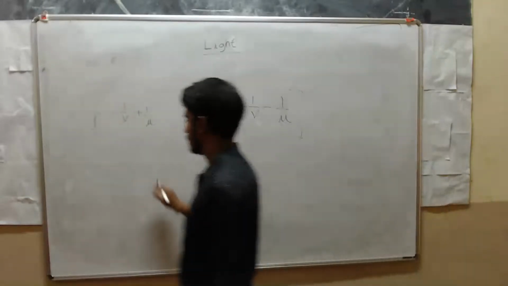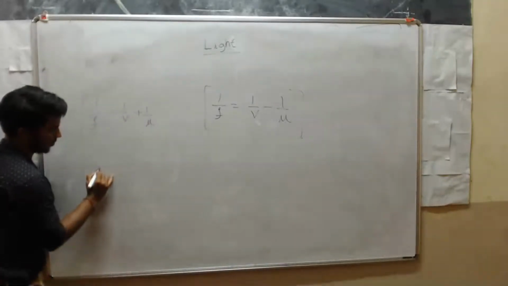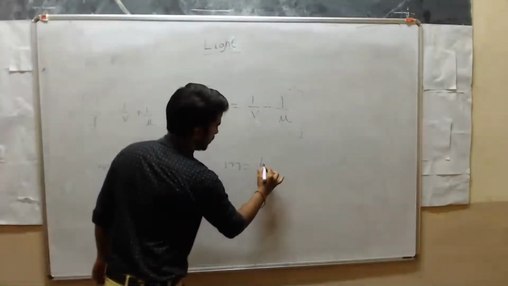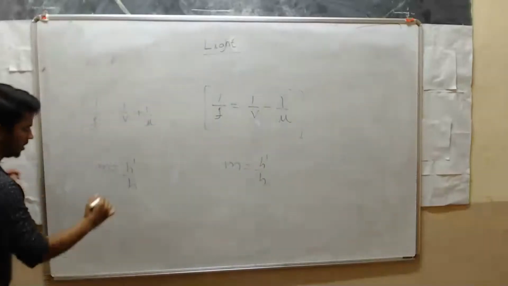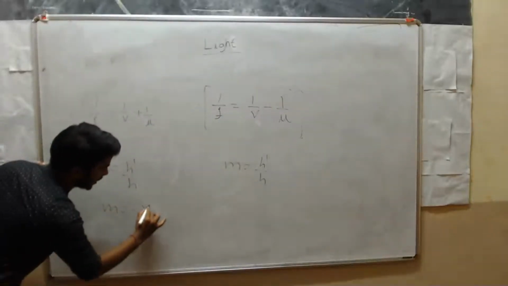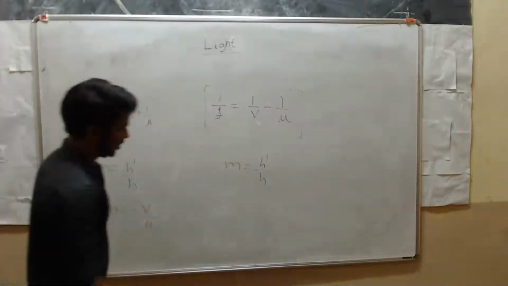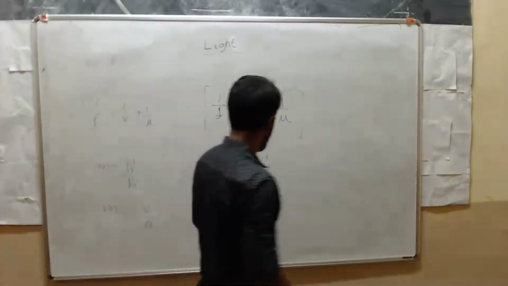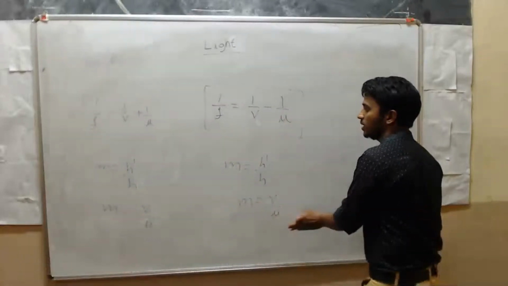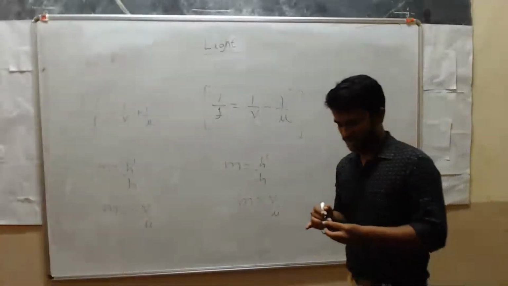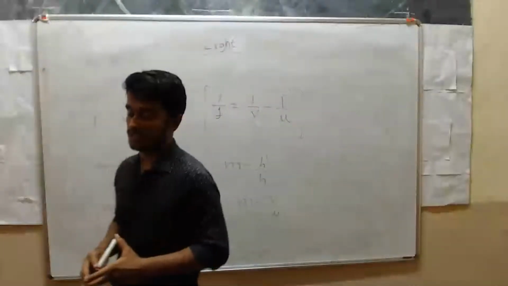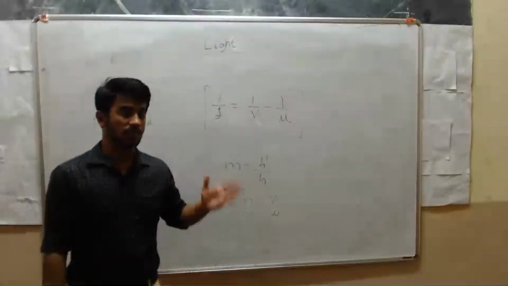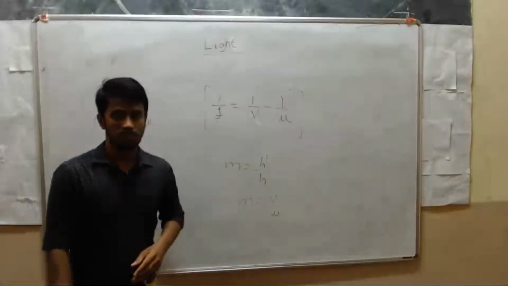Okay, so here we have studied magnification. Magnification equals h dash by h. Here also magnification equals h dash by h. We have studied one more formula, that is m equals minus v by u for mirrors. Here m equals v by u. Magnification means you are comparing the height of the image with the height of the object, with respect to the height of the object. How many times that image is greater or smaller than the object.